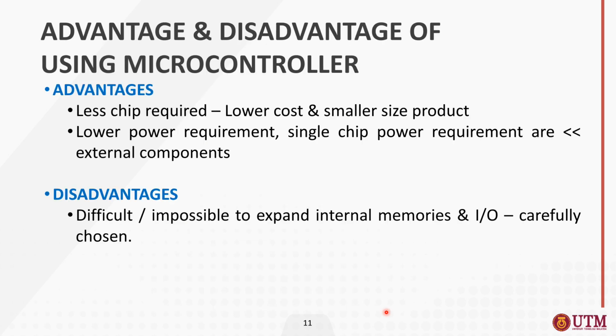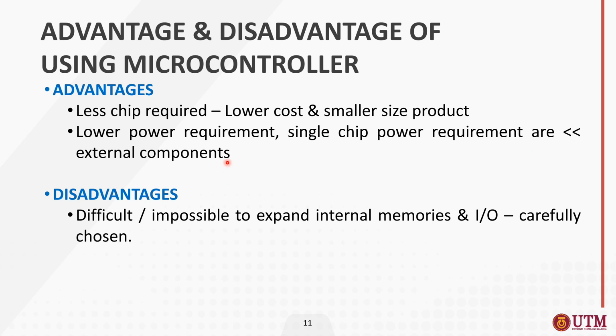Alright, so what are the advantages and disadvantages of micro C? Why can we sometimes use micro C and sometimes we cannot? The advantage of micro C is that less chip is required. When we want to design a system of very small size, we need to use a micro C because its size is smaller compared to a micro P based system. And the other advantage of micro C is lower power requirement. Single chip power requirement is less than external components.